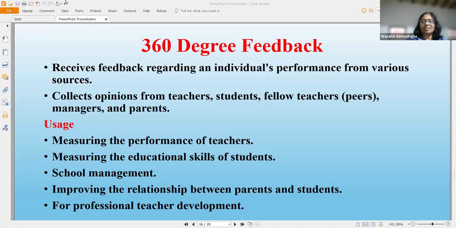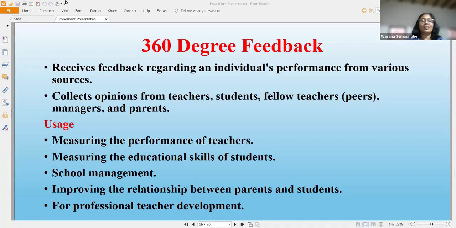Why? We can use it to measure the performance of teachers. Why? Because a more balanced and complete evaluation can be done with this 360-degree feedback. It helps us to identify our strengths and areas for improvement. It supports our professional growth and continuous development. It also improves communication and relationships among everyone who is involved, and it is supportive for school management.